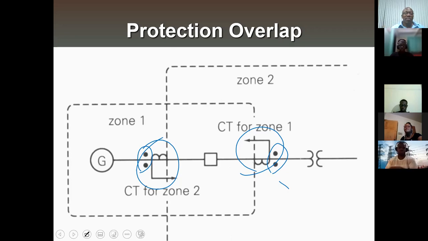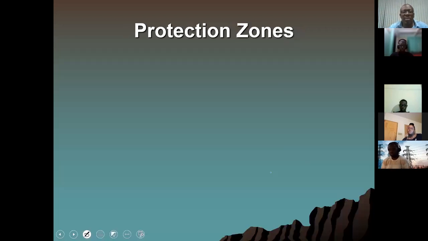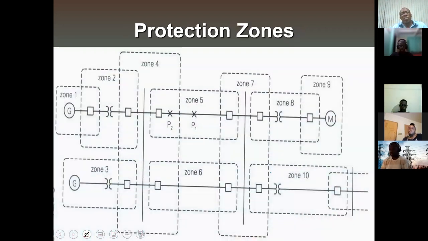So you have one for zone one, you have one for zone two. They overlap, which allows you to have complete coverage of your network, all right? That's the primary reason for us having these overlaps, and you'll see that in a minute. So we're breaking down the system, and here we have all these zones. So you have zone one, which is your generator and the generator transformer.